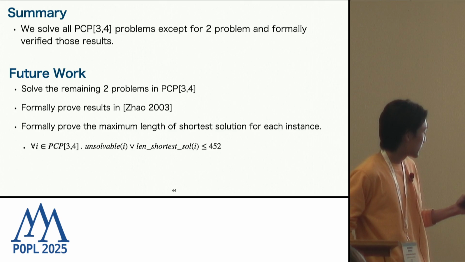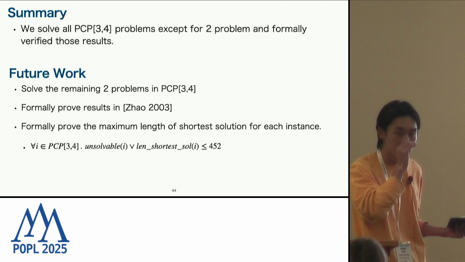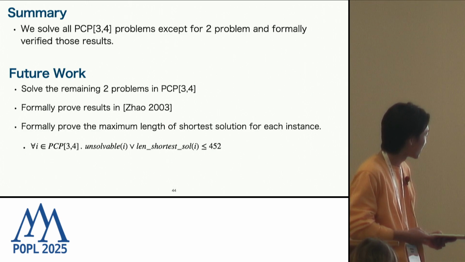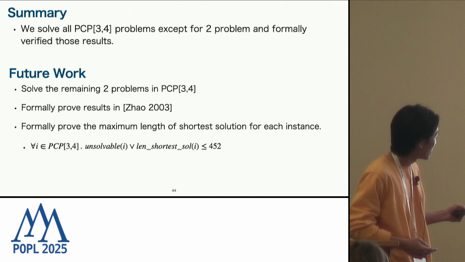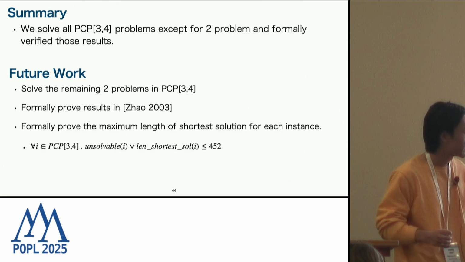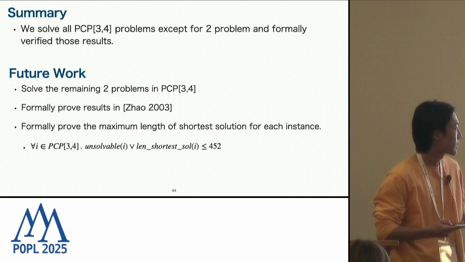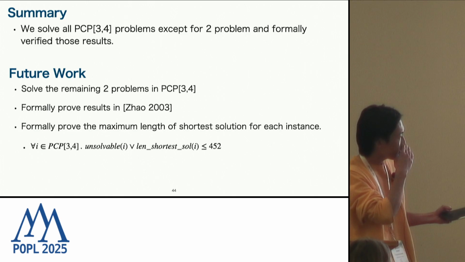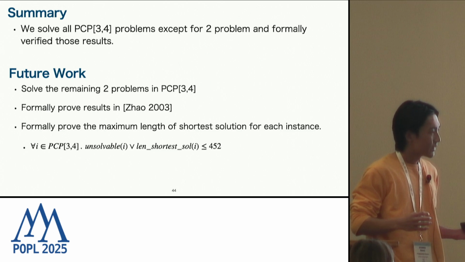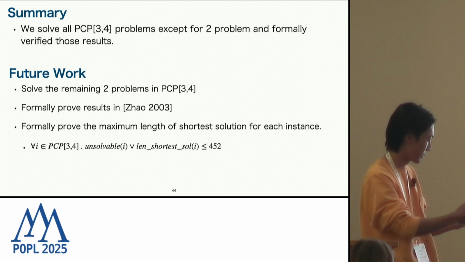Once we successfully resolve all instances in PCP'25 and verify their correctness, we'd like to prove such a wrapping up lemma. This states every instance of PCP'25 is unsolvable, or the shortest solution has at most 452 tiles. And it suggests that we really solved all instances. So we'd like to prove such a cool lemma.